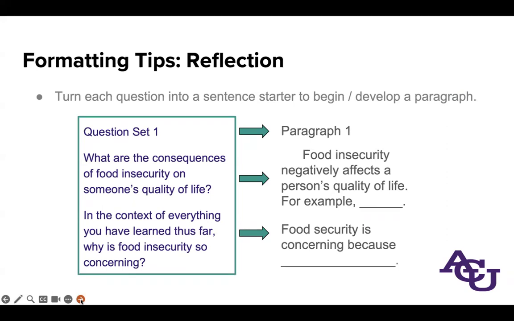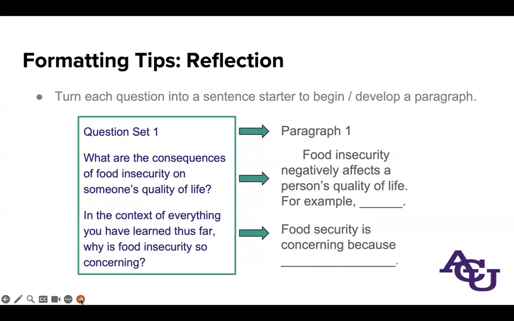I could write a paragraph based on those questions, and I could rewrite each question into a sentence stem or a topic sentence. So what are the consequences of food insecurity on someone's quality of life? I could write, food insecurity negatively affects a person's quality of life. And then I could give examples of the way that it has that negative impact. Second question, in the context of everything you've learned thus far, why is food insecurity so concerning? Food insecurity is concerning because blank, and then go on and fill out that paragraph.